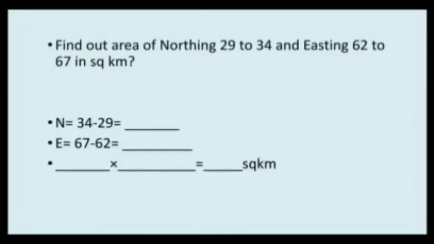Now, this is a question for you. Find out the area of northing 29 to 34 and easting 62 to 67 in square kilometers. The same way you will do. Northing is 34 minus 29, easting is 67 minus 62. Whatever number you get, multiply it, equal, and you get the answer. So whenever you get this type of question, you just follow this method and then you will get the correct answer.